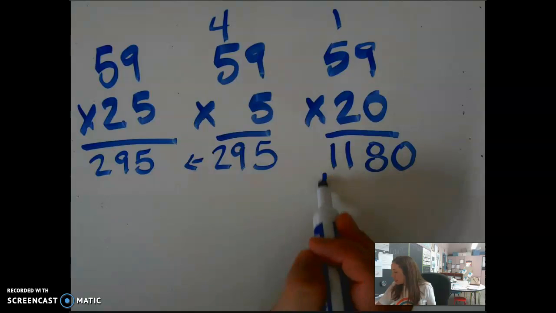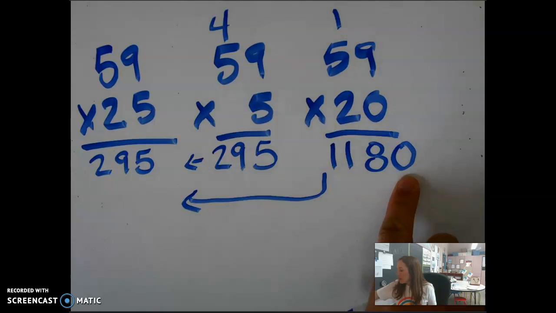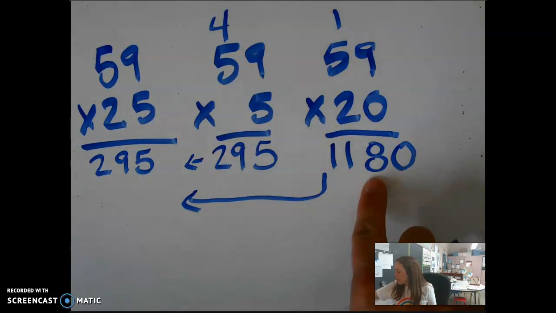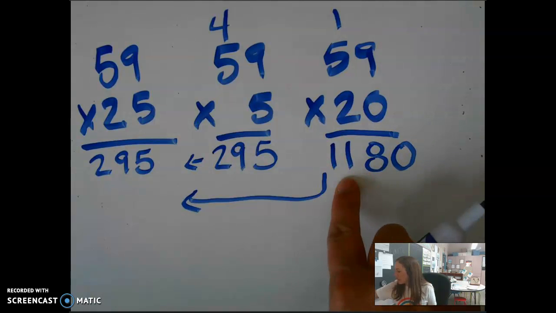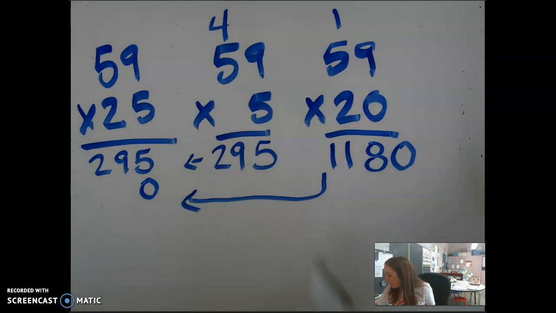Now this is going to go here. I need to make sure I'm lining up my place values. That's really important. So I have a 0 in my ones, 8 in my tens, 1 in hundreds, and 1 in my thousands. So I'm going to line it up with 295.